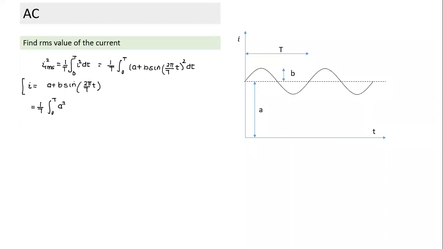This becomes equal to A square plus B square sine square plus 2AB sine of omega t.